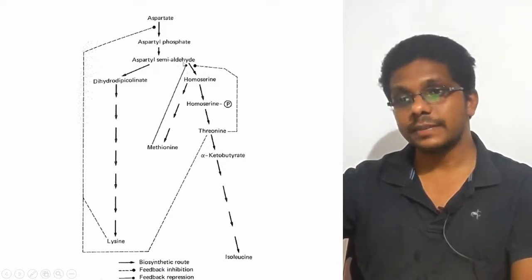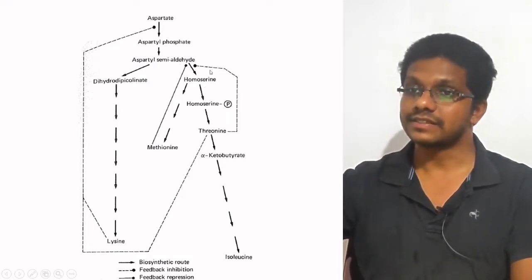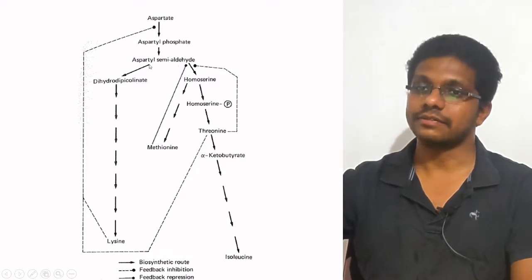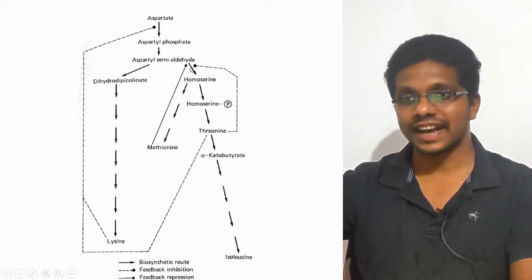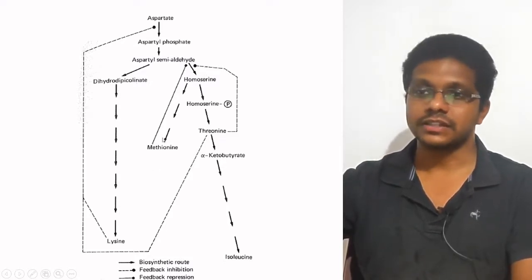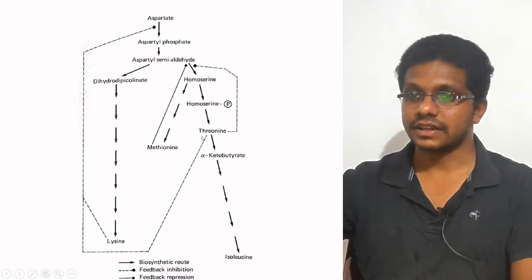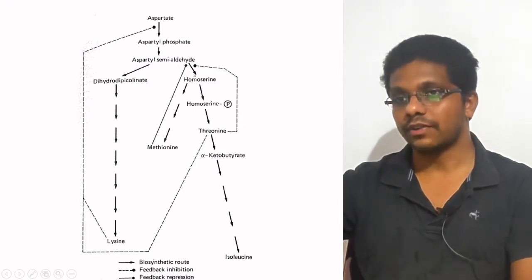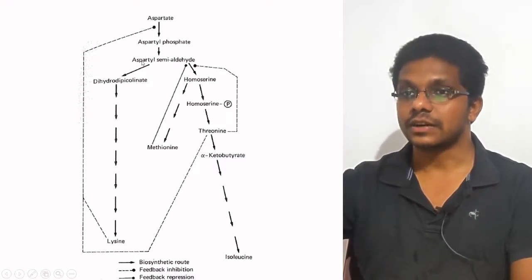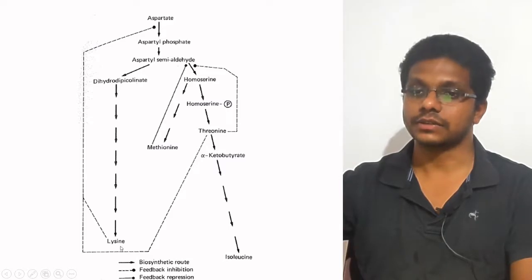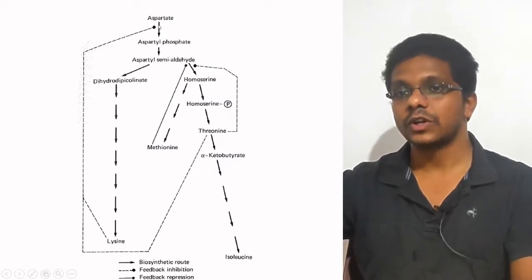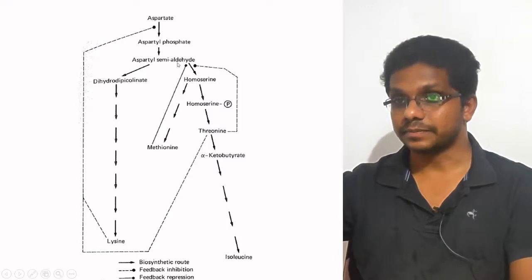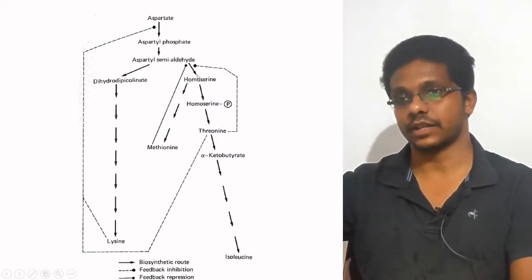So if I inhibit the enzyme which is converting aspartyl semi-aldehyde to homoserine, the whole aspartyl semi-aldehyde will be converted to lysine. So I want an inhibition here. This enzyme should be inhibited when methionine or threonine is produced. This is feedback repression and the dotted line is feedback inhibition. So I want this enzyme to be inhibited. If this enzyme is inhibited, what happens? The whole of the aspartyl semi-aldehyde will be used for lysine production. So I can improve lysine production by keeping this inhibition over here.